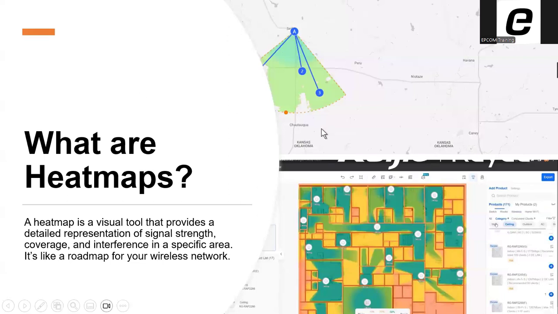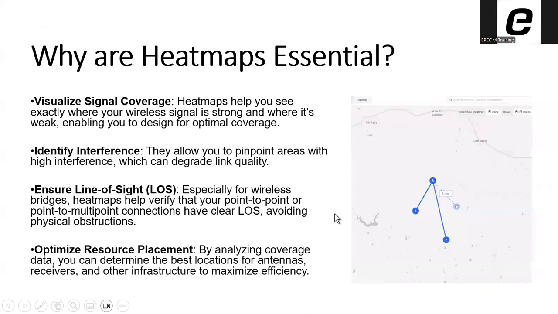First, let's talk about what heat maps are. A heat map is a visual tool that provides a detailed representation of signal strength, coverage, and interference in a specific area. It's like a roadmap for your wireless network. So it is very important to create a heat map before doing the physical project.